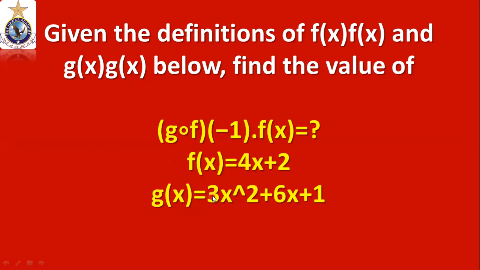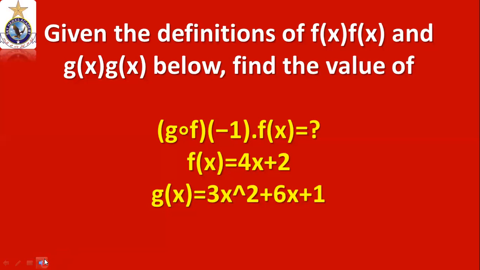You can read this 3x square, so this cap is just going over there. So 3x square, I am reading for this notation, this is 3x square plus 6x plus 1. So g(x) and f(x) are clearly defined over here. When we say f(x), the value is 4x plus 2. And when we say g(x), the function g of x is 3x square plus 6x plus 1. So here we have two functions and we are looking for their composition at a particular point. That point is x equal to -1. So this is the problem.